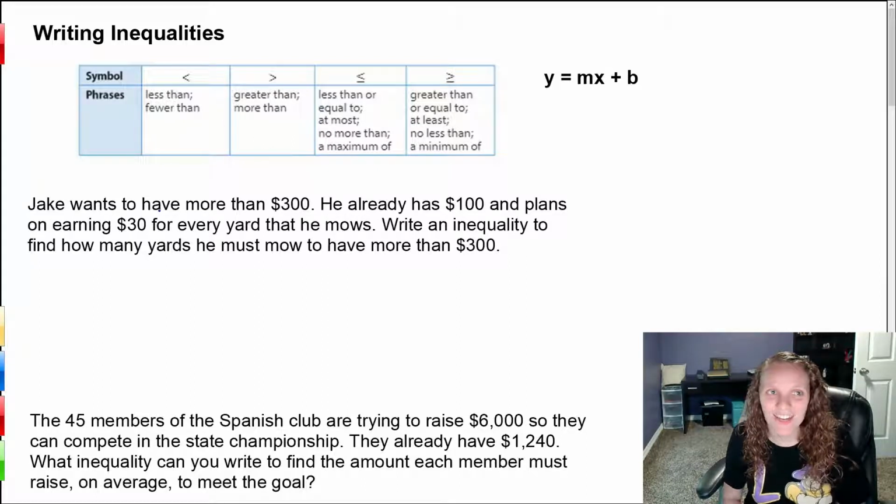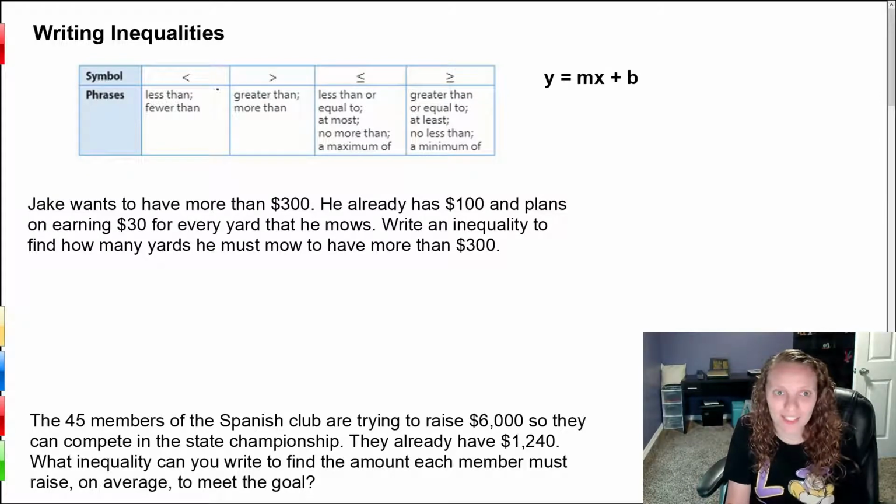Hey guys, today we're going to learn about writing inequalities. An inequality is similar to an equation, except instead of an equal sign we are going to be using symbols like less than or fewer than, greater than or more than, less than or equal to, and greater than or equal to. I have this chart here at the top of the page to help you remember some of the key words that go with each symbol.